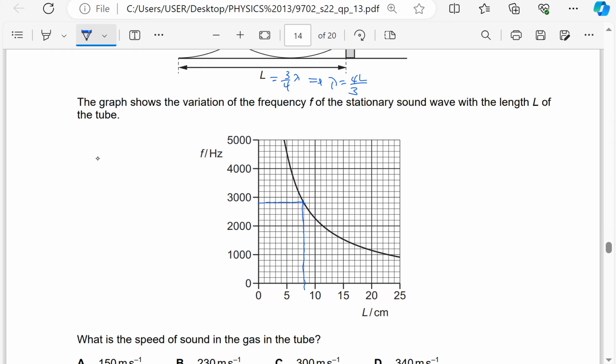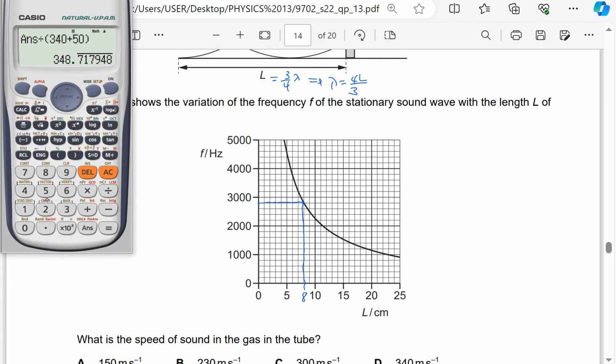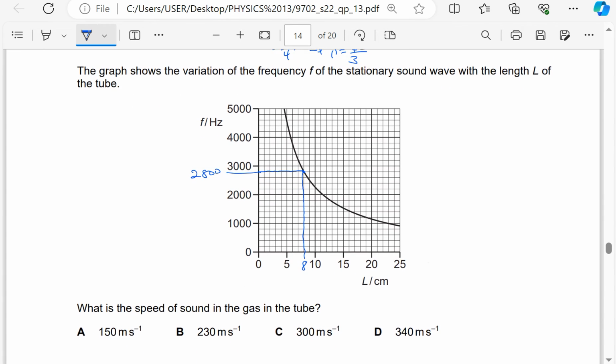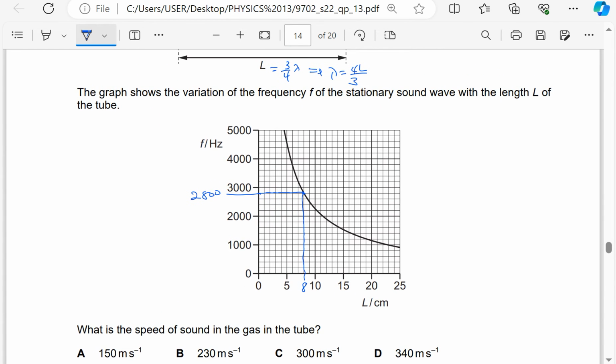So 5, 6, 7, 8. This is 8. On the vertical, each box is 1000 divided by 5, which is 200. So I'll subtract 200 from 3000. So this box is 2800. Okay, so when F is 2800, L is 8 centimeters.